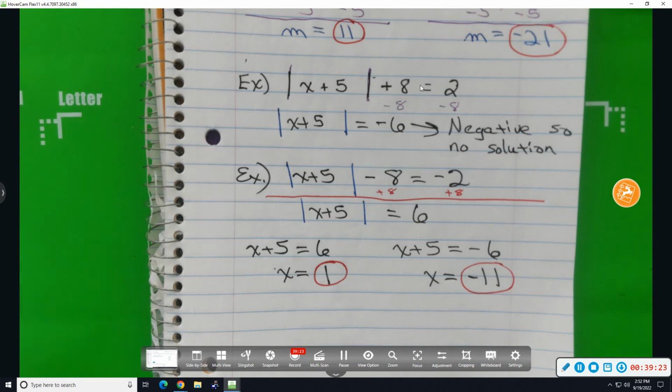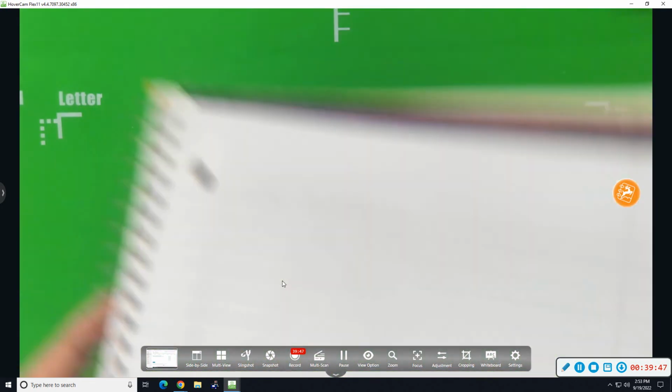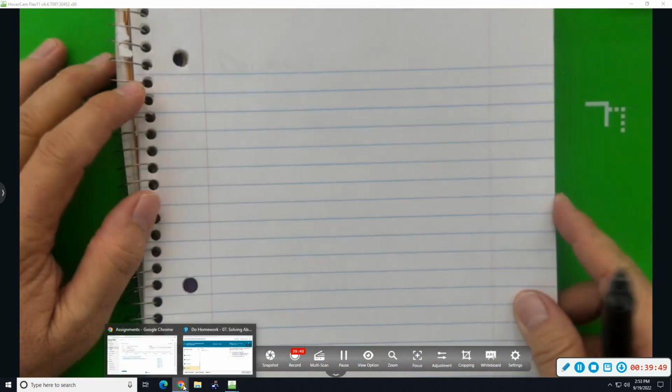At first glance, this one right here, the first one, has pluses and positive. You don't even see it. There's no minus sign anywhere in the original problem. Whereas here, there's 2 minuses, but it's still not a no solution. You've got to get the absolute value bars isolated first. Any questions over that? Okay.